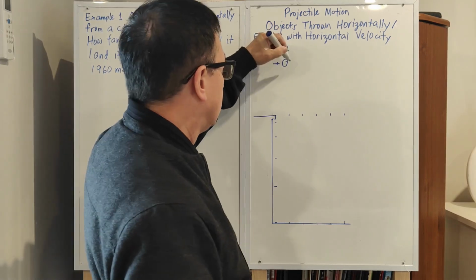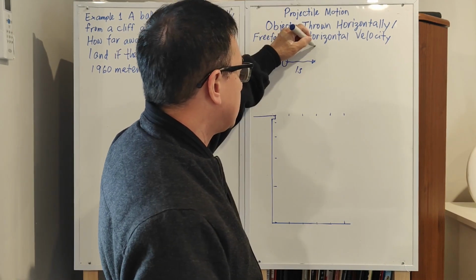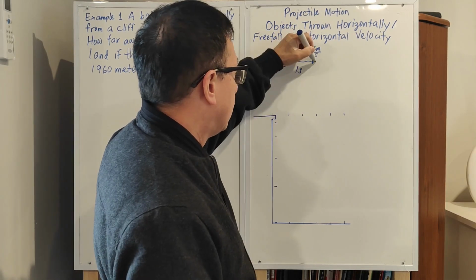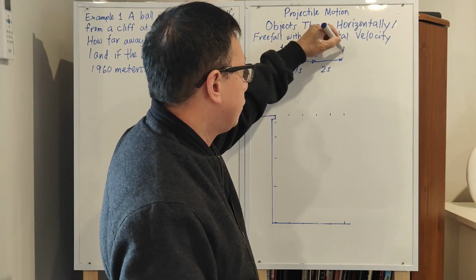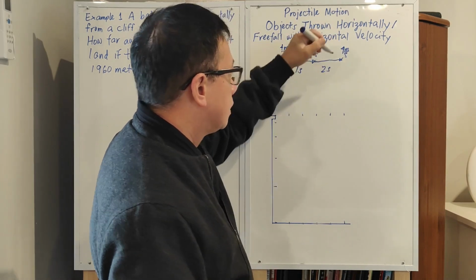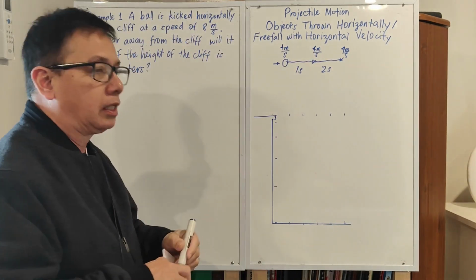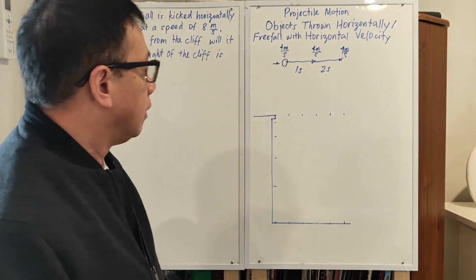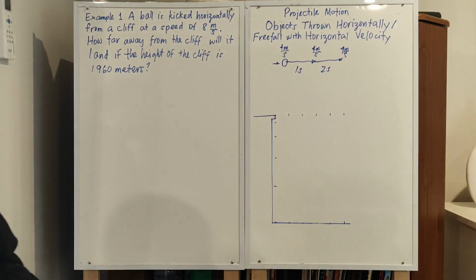after 1 second, the velocity would still be 4 meters per second. After another second, the velocity would still be 4 meters per second. So even after many hours, it will maintain its velocity at 4 meters per second horizontally. Now imagine that we now have gravity.